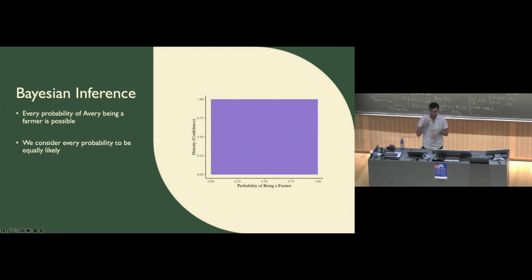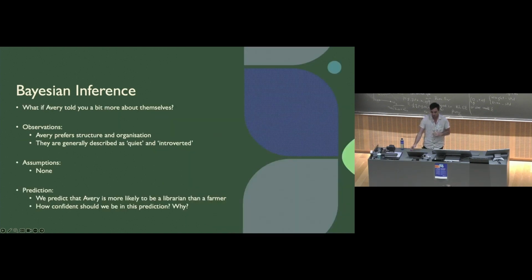So what would happen if we were to add a little bit more information? What if Avery told you a little bit more about themselves? So we update our model of no observations and no assumptions, and now we add a little bit of data. We add this idea that Avery prefers structure and organisation. Avery is often described as quiet and introverted. Now, in the traditional analytic framework, this would be described as our likelihood. We're bringing no prior observations, no prior information into our model. We're just saying, we've observed this data, what conclusions are we making based on our observations? So naturally, we predict that Avery is more likely to be a librarian than a farmer.